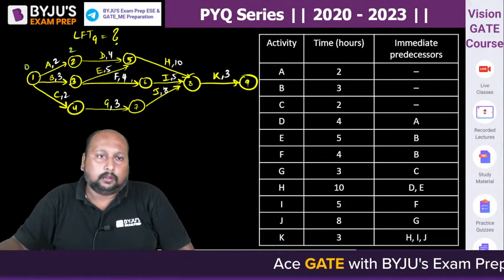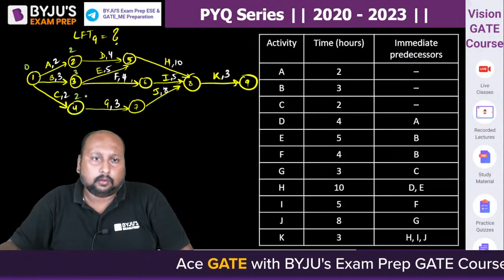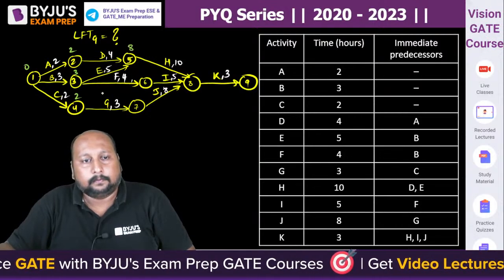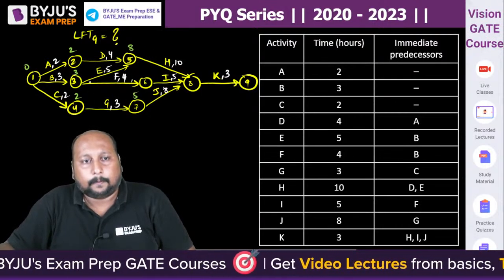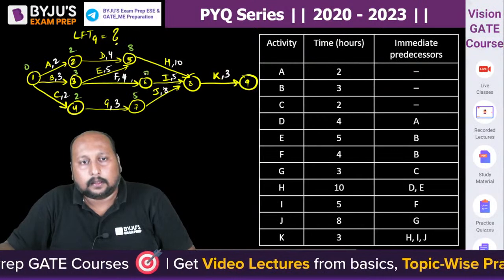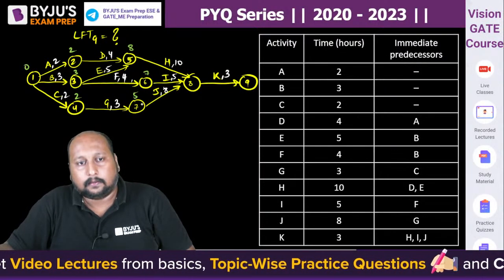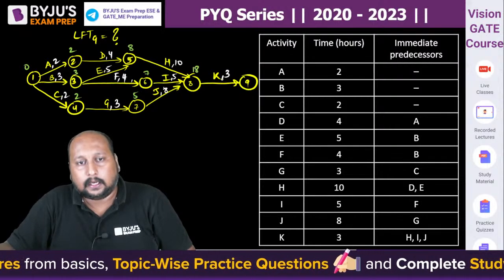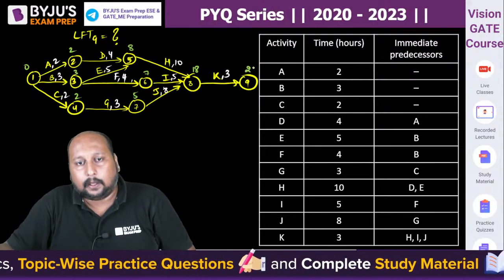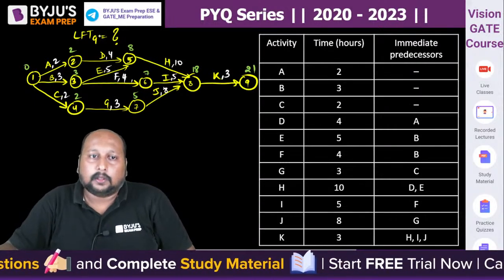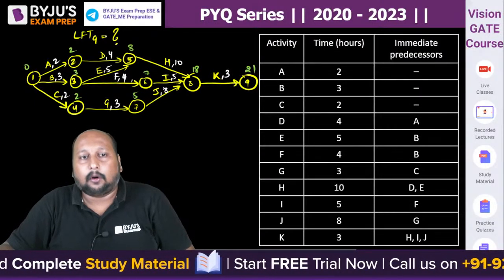0, 2, 3, 2, 2 plus 4 is 6, 3 plus 5 is 8, 2 plus 3 is 5, 3 plus 4 is 7, 8 plus 10 is 18, 7 plus 5 is 12, 5 plus 8 is 13, this is 18, 18 plus 3 is 21. Okay, fine. Yes, they're asking you the latest finish time of activity G.